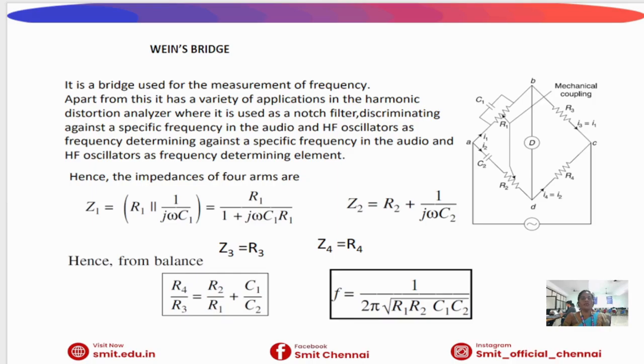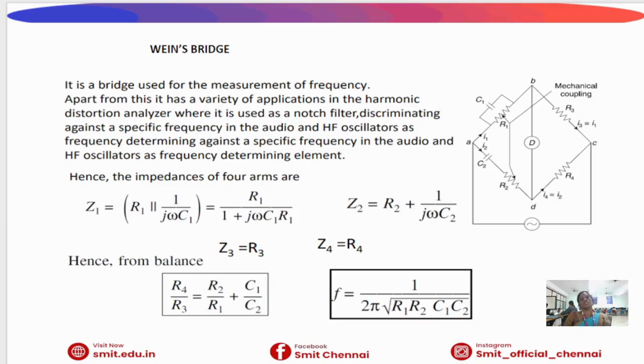From the imaginary part of the balance equation, the frequency of operation is obtained as f equals 1 divided by 2 pi root of R1 R2 C1 C2. Thus, the unknown frequency depends only on known resistance and capacitance values. If R1 equals R2 and C1 equals C2, then the bridge becomes very simple and stable, which is why Wien bridge is commonly used in Wien bridge oscillators.